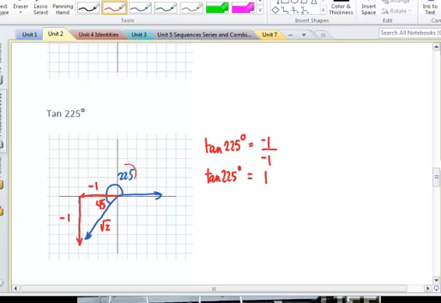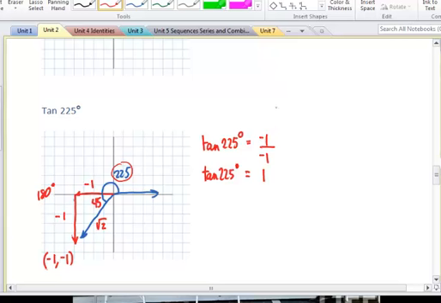I drew my angle for 225 degrees. That was 45 degrees beyond 180. I then labeled my sides for 45, 45, 90, and my coordinate is -1, -1. And then I wrote out my trig ratio for tangent of 225. I either thought of it as opposite over adjacent, or I thought of it as the y coordinate divided by the x coordinate.